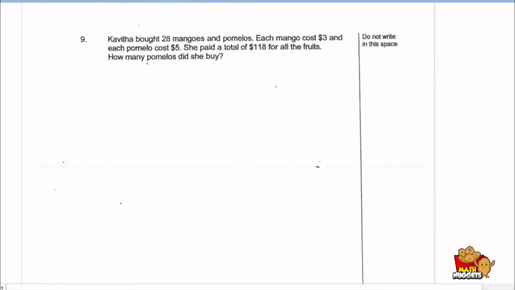Question 9. This is an assumption question. So the question is looking for pomelos. I will assume the other thing, which is mangoes. So assume all are mangoes. So T, E, D, O. T total. So I'm assuming all 28 of them are mangoes.